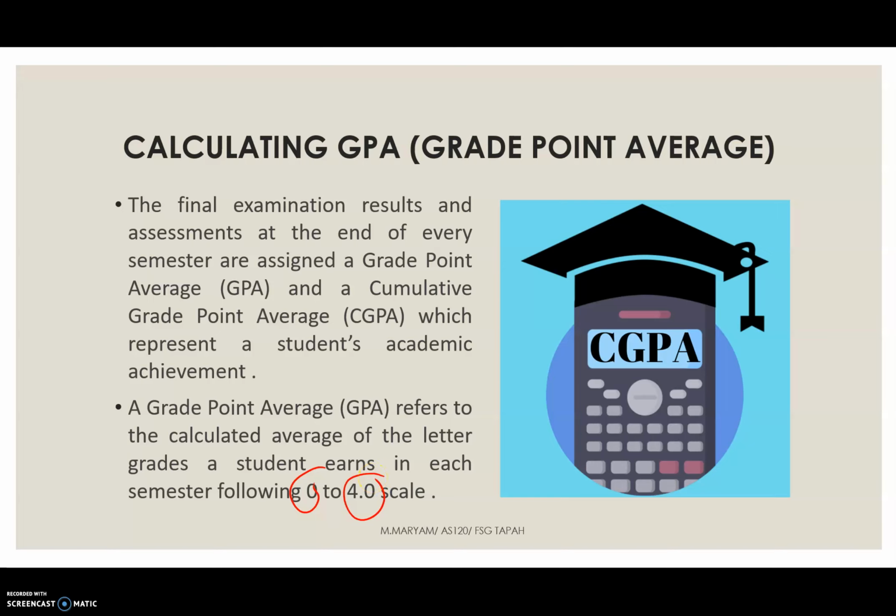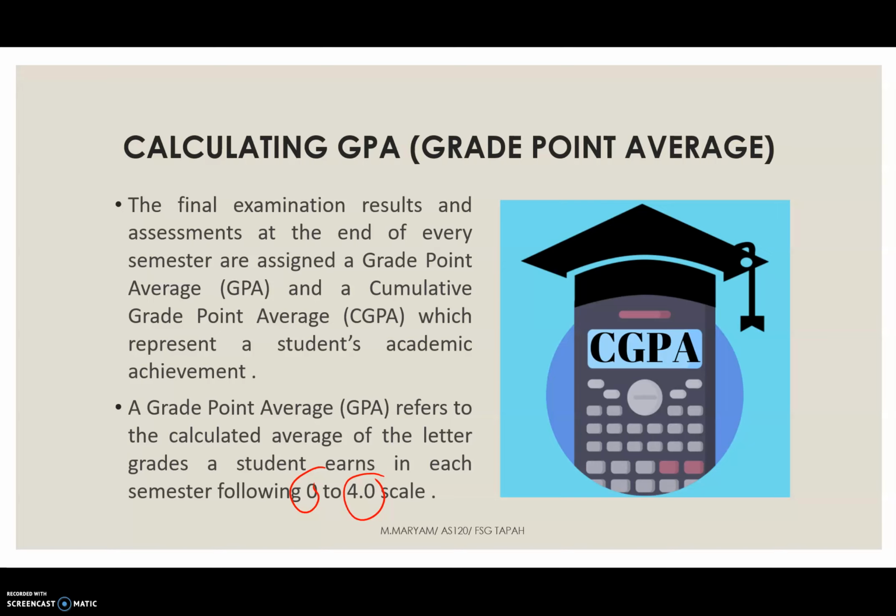Okay, so this will be broken down according to the grades, which I'll mention later on. So your final examination result and assessment at the very end of your semester are usually assigned a GPA. So this is for every semester. For example, semester 1 you get a GPA of 3, semester 2 you get a GPA of 3.5, semester 3 you will get a GPA of 2.8. Okay, so these are called GPA, the result at the end of every semester.